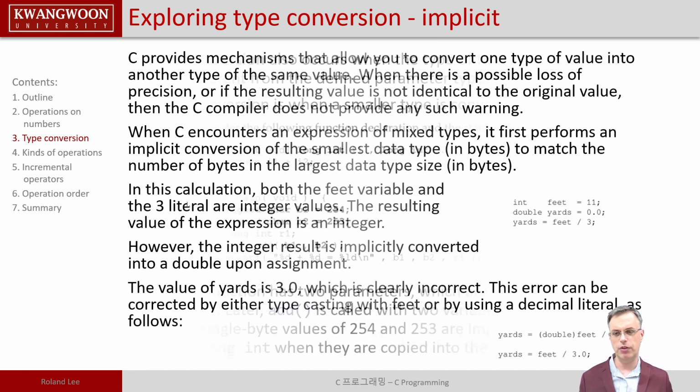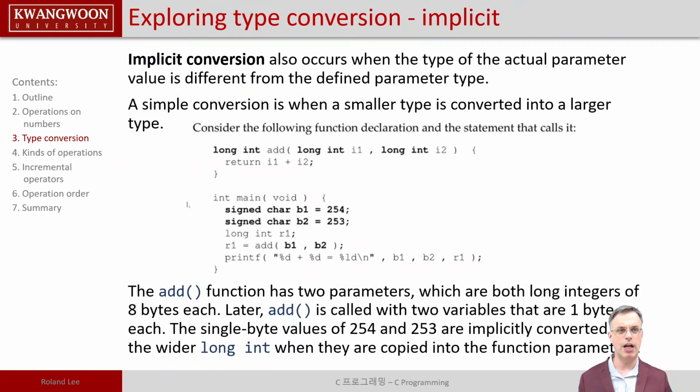Implicit conversion also occurs when the type of the actual parameter value is different from the defined parameter type. A simple conversion is when a small type is converted to a larger type. This would include short integers being converted into long integers or floats being converted into doubles.